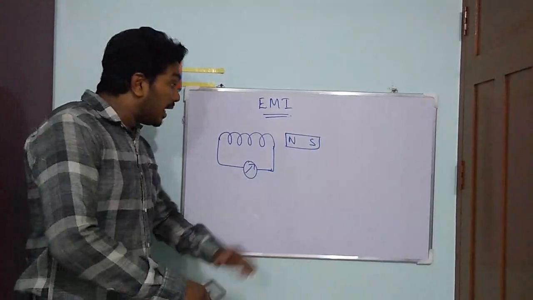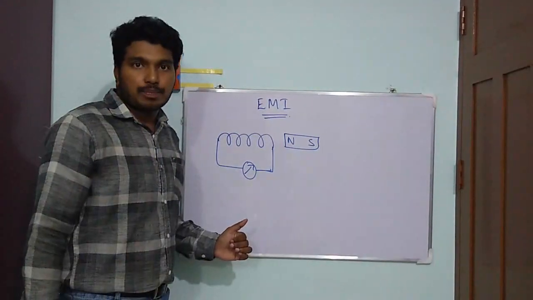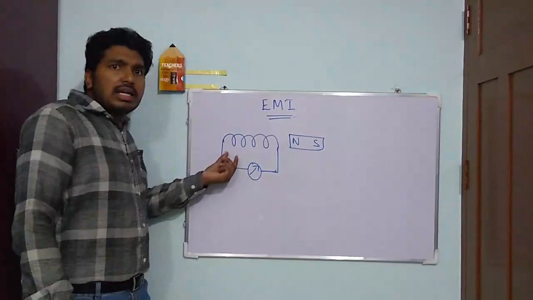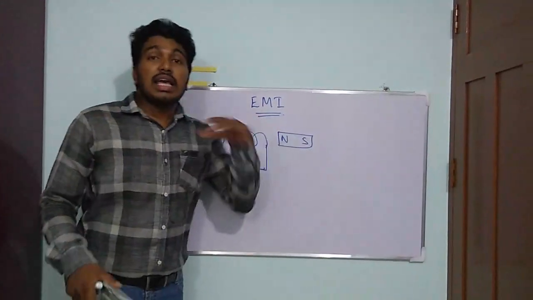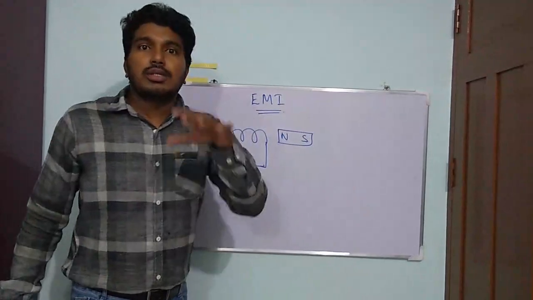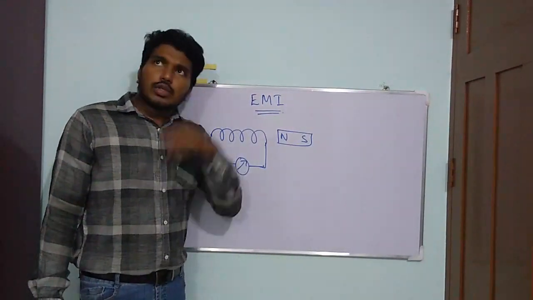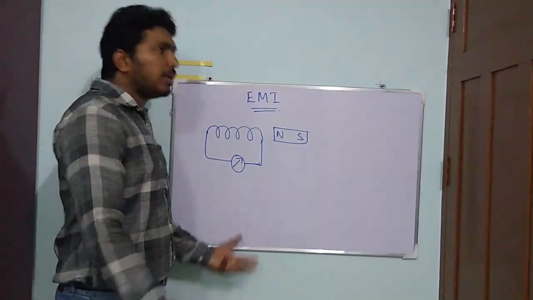He observed a deflection in the galvanometer. Now when he moved it inside, he observed a deflection, and when he moved it outside, he observed a deflection in the opposite direction. Alright? So this had him thinking, what is happening there?